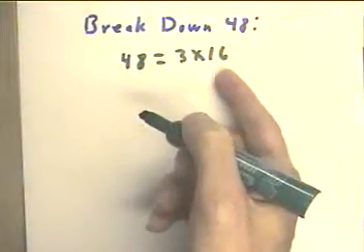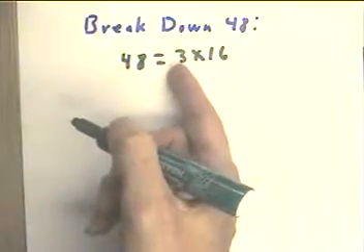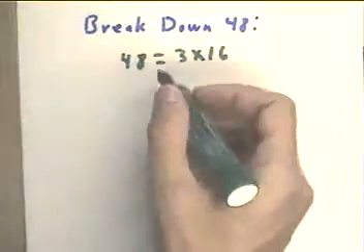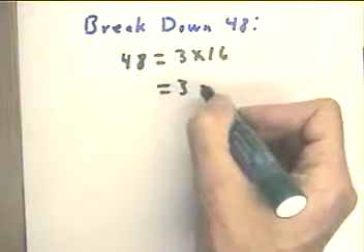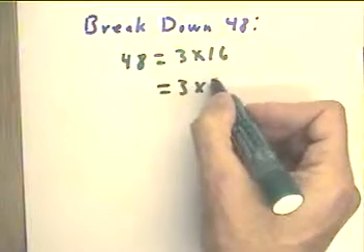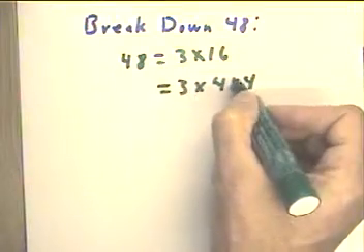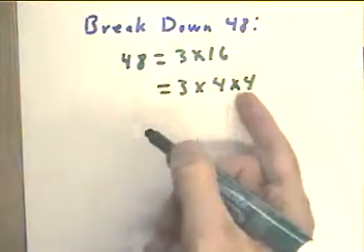Okay? Now, can we break down 3 into smaller numbers? No. We can't break 3 down into smaller whole numbers, but we could break the 16 down so that we'd get 3 times, let's say, 4 times 4.